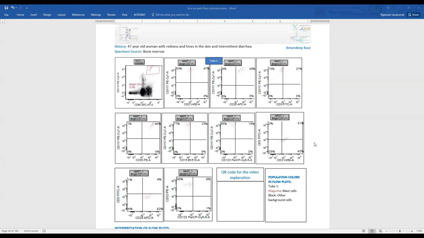So if we go to the patient's history again, this is a 47-year-old woman who has skin rashes and intermittent diarrhea. So systemic mastocytosis can present with skin rashes and intermittent diarrhea, because in whatever organs they go, these mast cells go and deposit, they can manifest symptoms in that organ. So skin is one, and GI is another that they commonly go and infiltrate.